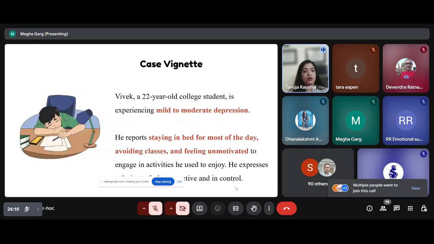Okay, so now think of this again as an example. This is a 22-year-old college student experiencing mild to moderate depression, and he reports staying in bed most of the day, avoiding classes, feeling unmotivated, and not able to engage in activities he used to enjoy. So now in this case, how do we structure SMART goals? Can we have the next slide?